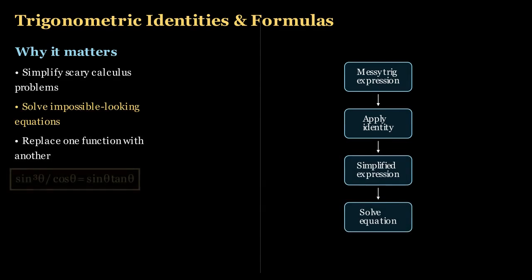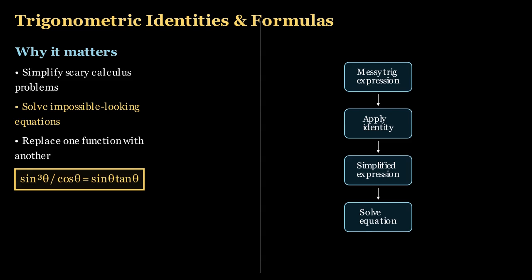They also let you solve equations that look impossible at first. For example, an equation with both sine and cosine can often be rewritten using only sine, which you can then solve like a regular quadratic. They are your main tool for untangling trigonometric knots so you can apply the algebra you already know. All the most important identities come from one simple picture, a dot moving around a circle of radius 1.